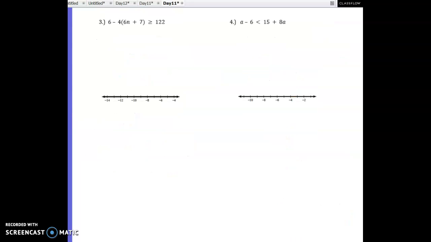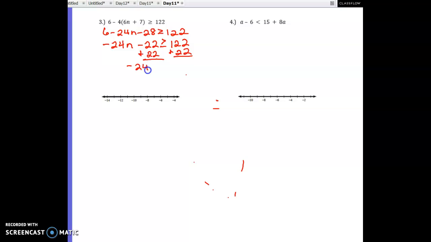All right, moving on to number 3. 6 minus 24n minus 28 is greater than or equal to 122. Okay, we've distributed, so now we're going to get negative 24n. So 6 minus 28 is going to be a negative 22. So this is negative 24n minus 22 is greater than or equal to 122. And then I'm going to add my 22 to both sides here. And when I do that, I get negative 24n is greater than or equal to 144.